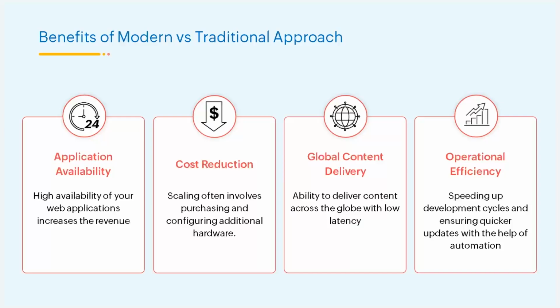The third one is global content delivery. Content delivery may be constrained to a specific location or data center, where users in different regions might experience latency and slower performance. Using content delivery networks and edge computing will ensure faster and more reliable delivery globally. Cloud services offer distributed content across multiple servers globally, reducing the latency for users worldwide. This improves the user experience and ensures consistent performance worldwide.